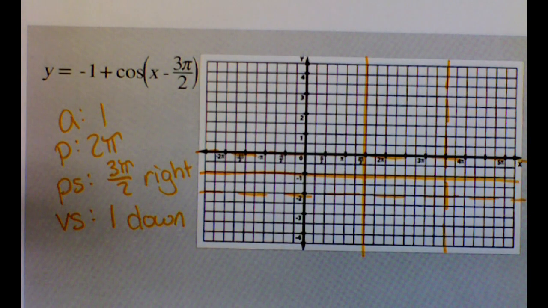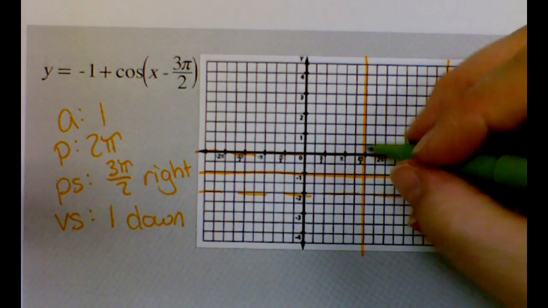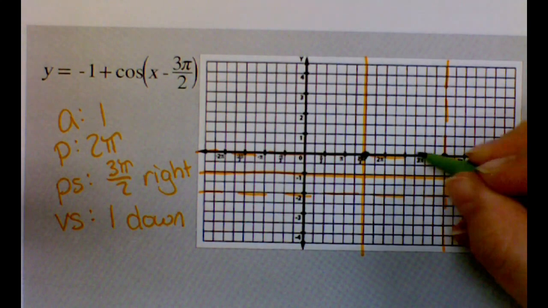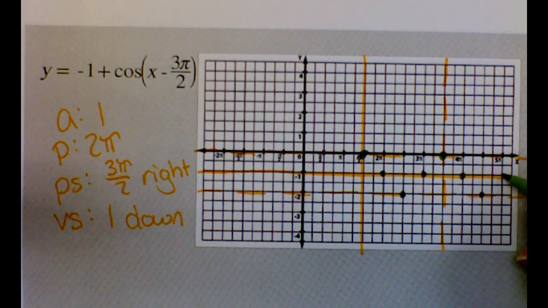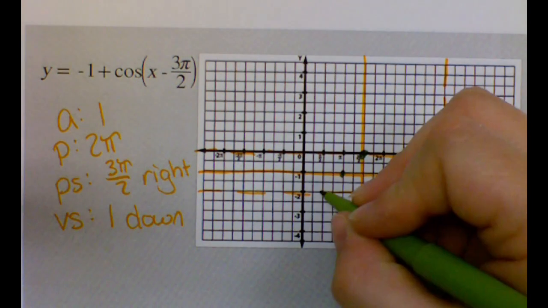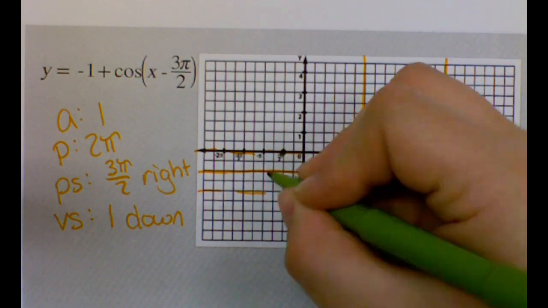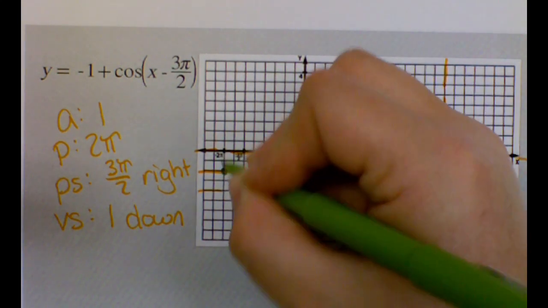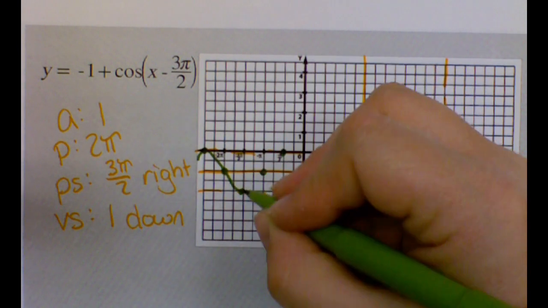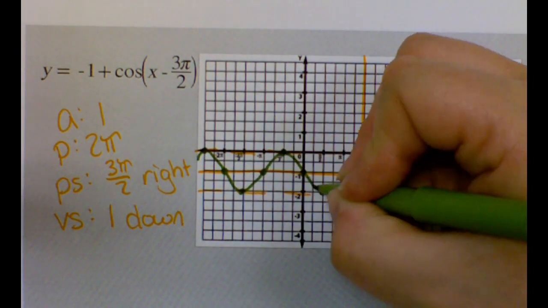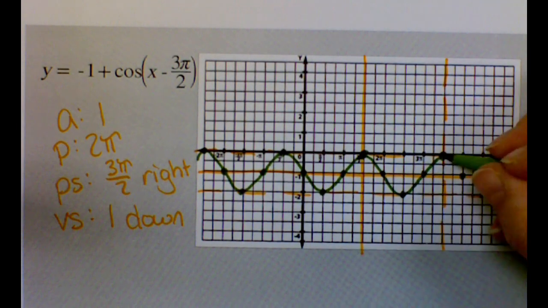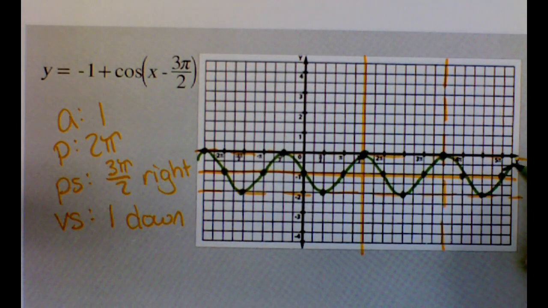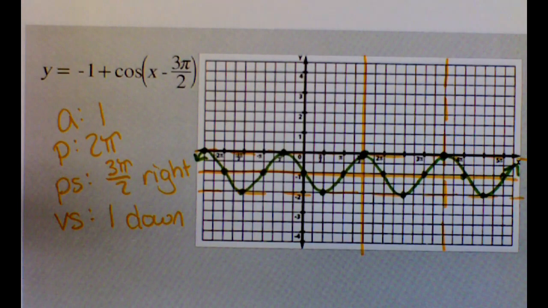And we're dealing with cosine. So cosine starts at max, ends at max, middle at minimum. So maximum, maximum, minimum, zeros in between. And there we go. Continue the pattern. And there we have it.